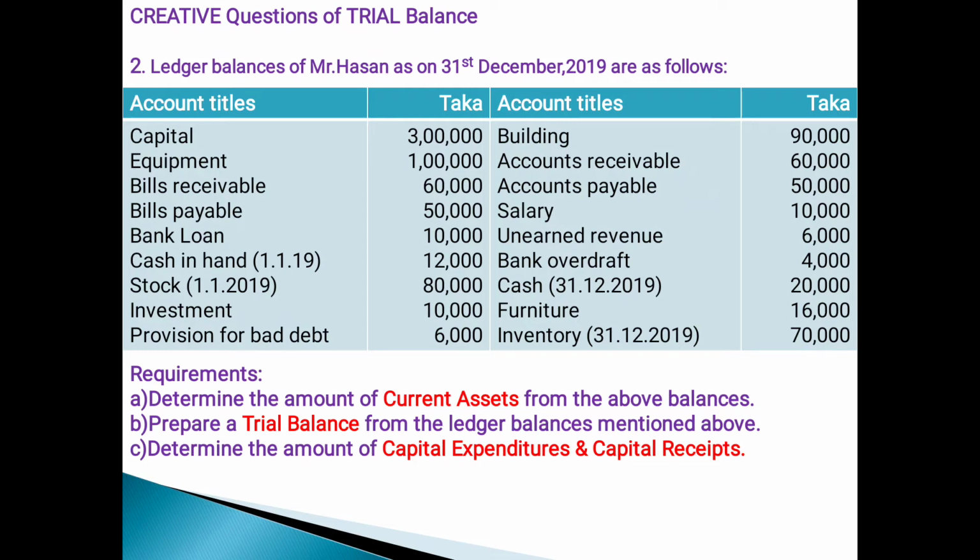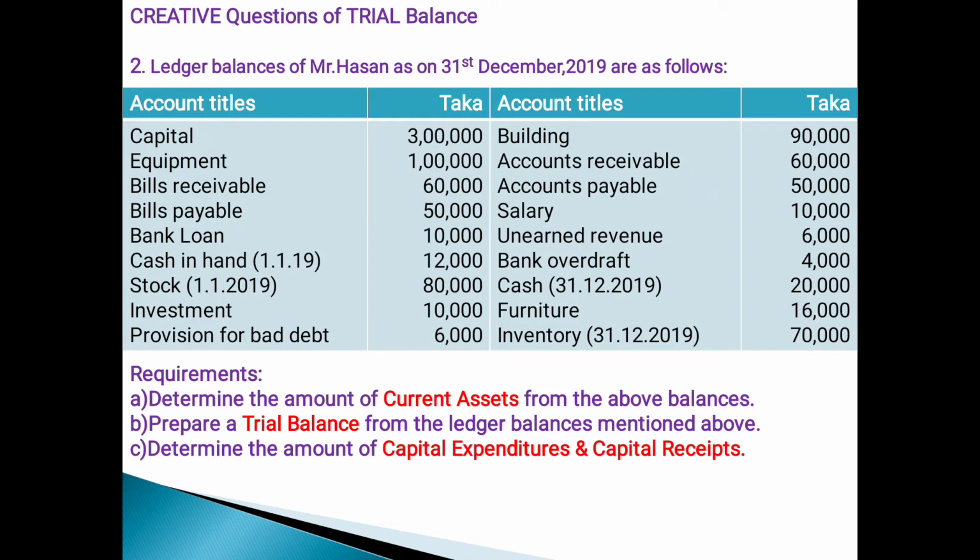Accounts receivable Taka 60,000, accounts payable Taka 50,000, salary Taka 10,000, unearned revenue 6,000, bank overdraft Taka 4,000, cash on 31/12/2019, that is closing cash balance, Taka 20,000. Furniture Taka 16,000. Inventory on 31/12/2019, that is closing inventory or closing stock, Taka 70,000.